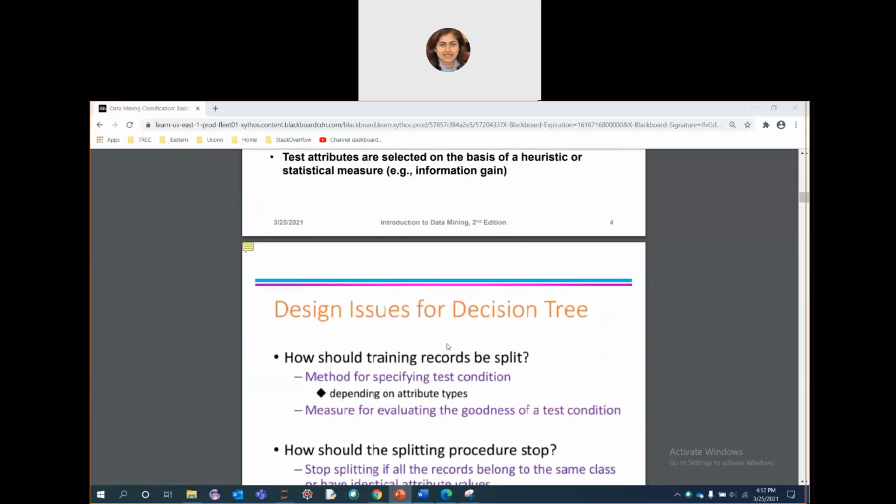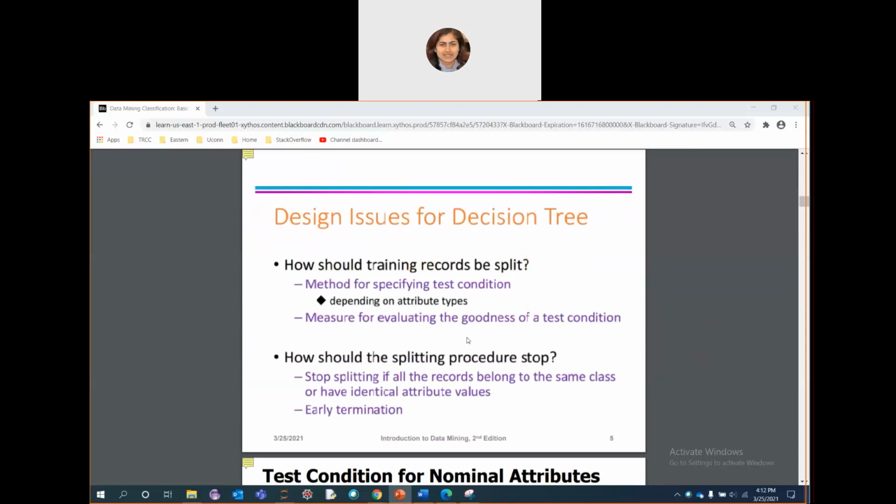Let's see some of the design issues of the decision tree. So what are the design issues? The first design issue is while splitting the records or rows, starting from the root node, how to split based on multiple conditions. That is the main thinking process here, which is most complex. And for finding that splitting criteria, we have to rely on multiple measures that we have seen in the previous slides. And which test condition is the best one? Again, that is complex to determine.